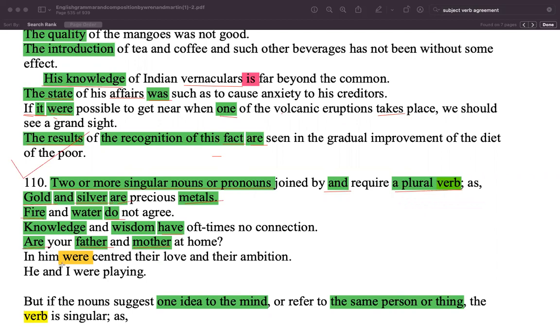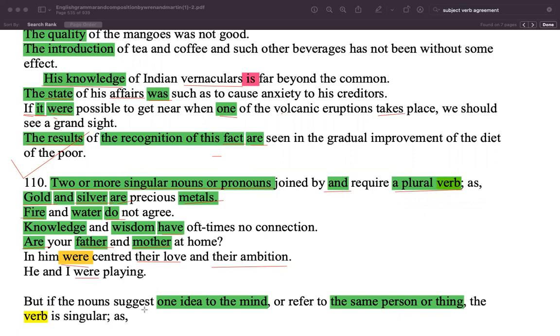Next: "In him were centered their love and their ambition." Their love and their ambition is the subject of the sentence, so therefore we consider "were". "He and I were playing." Two different pronouns, so that's why the verb is "were".